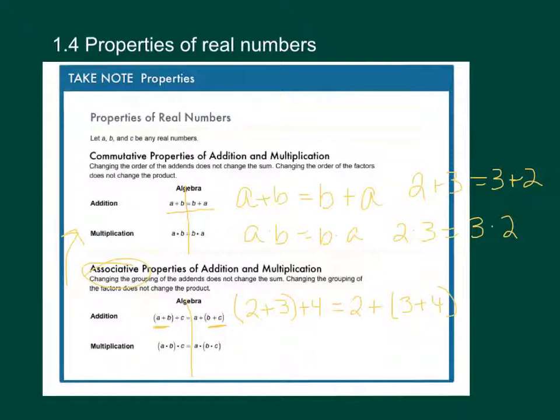if we look on the left, following order of operations, we would have to take 2 plus 3 first, and that would give us 5. And then 5 plus 4 is 9. Now on the right side, we would have to take 3 plus 4 first, which gives us 7. Bring down the plus 2. 2 plus 7 is 9. Same answer, but what we added first was changed. That's the associative property. So the associative property is when the grouping changes. Same with multiplication.